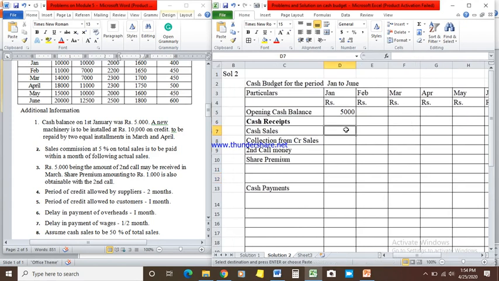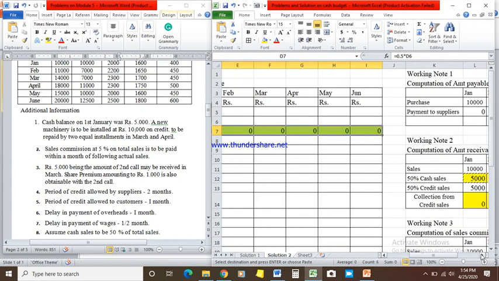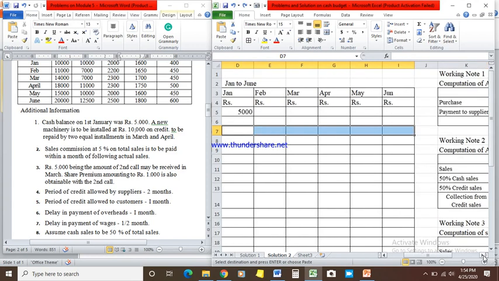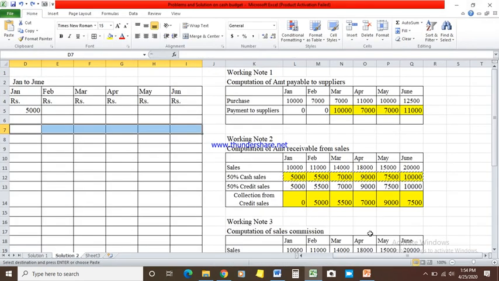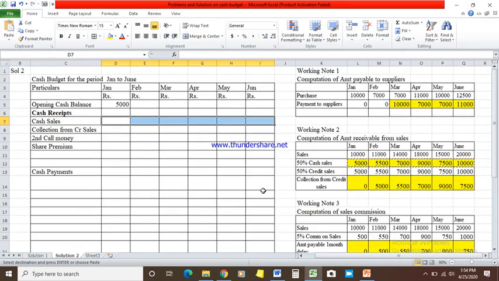And I'm going to paste it. So again the same problem, that is, since we use a formula over there, it is not coming. I'll just enlarge this particular sheet because already we are at the problem, so we need to just put up the values. So I'll just take the values from here now. 5,000, 5,500, 7,000, 9,000, 7,500, 10,000.